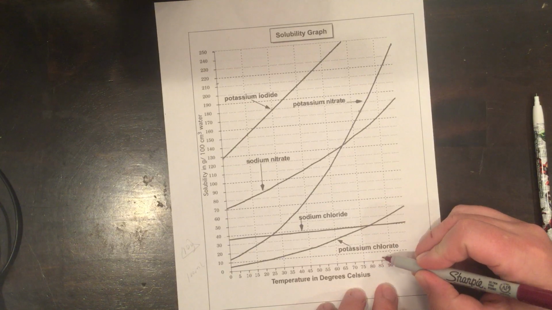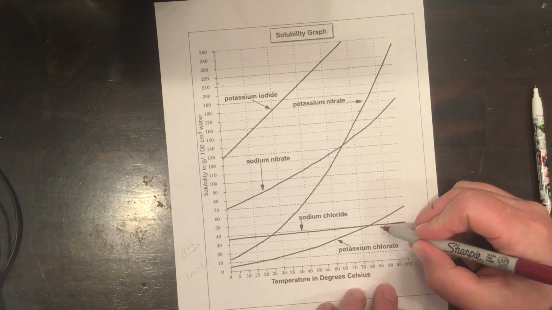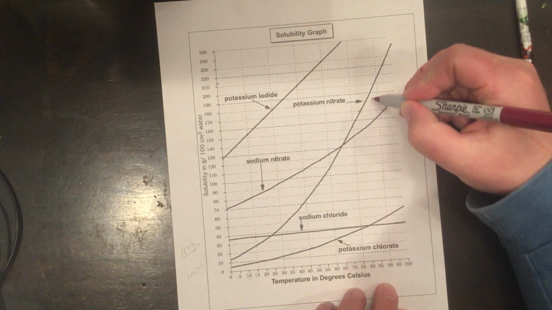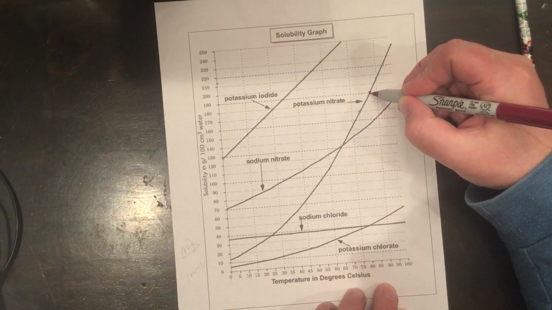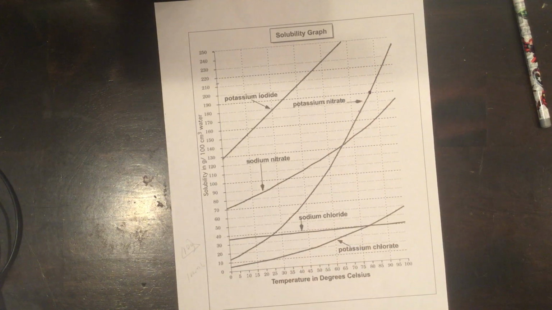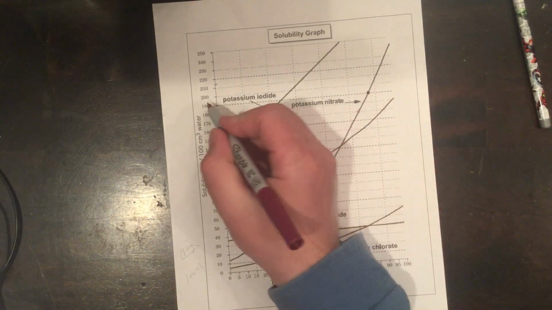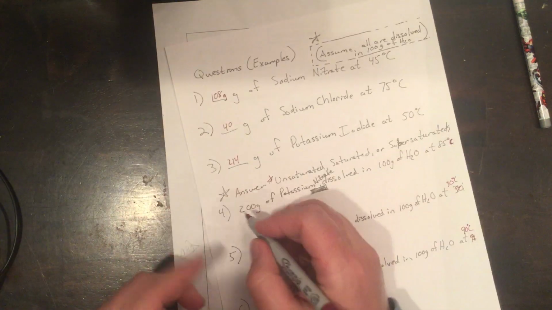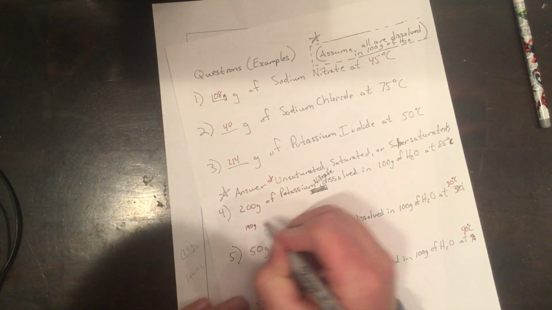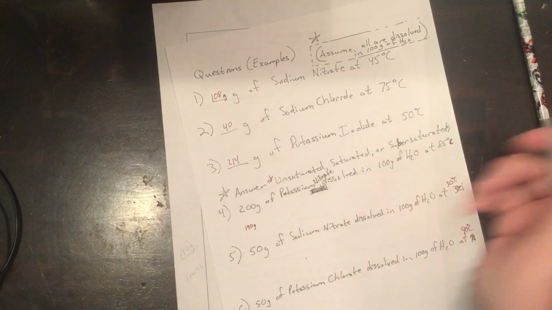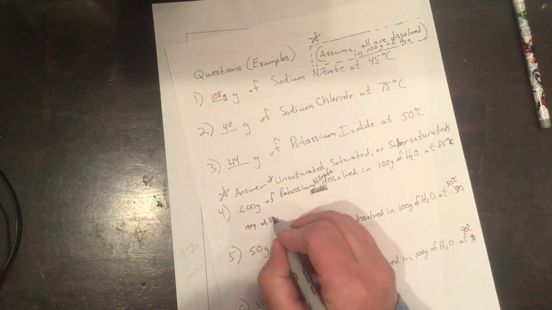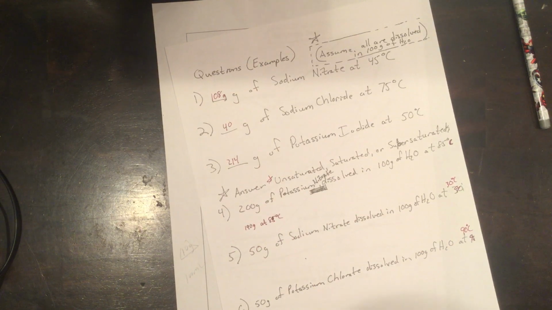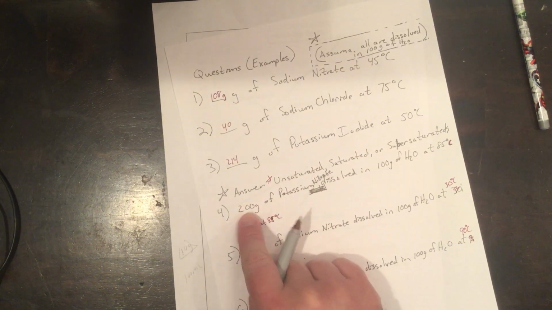And I'm going to go up till I see potassium nitrate. It's 85, right about here. Potassium nitrate. If I come over, you'll see that it's 190 grams. So I'm going to make a little note here. So actually, it could dissolve 190 grams at 85 degrees Celsius. Now, somehow, some way, I'm saying I dissolve 200.